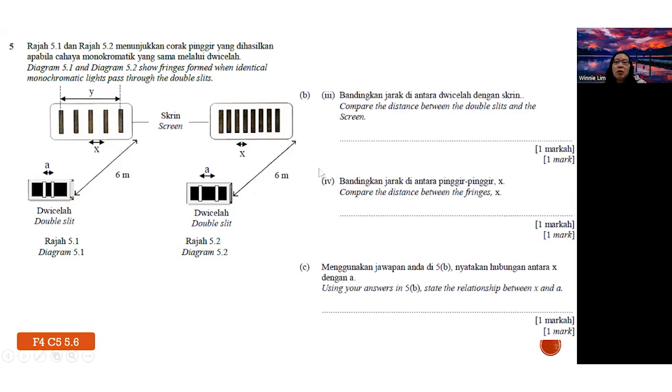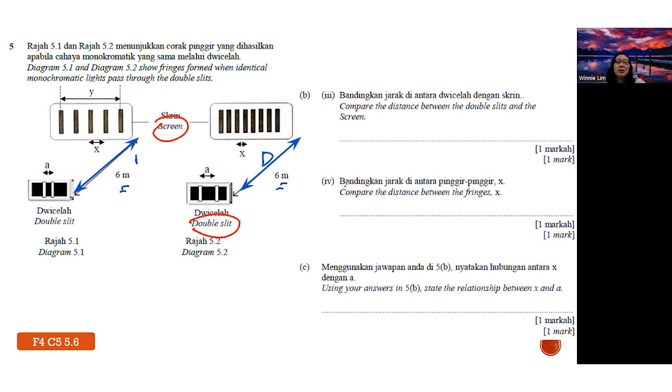Now part B, questions 3 and 4. Compare the distance between the double slit and the screen. What is meant by the distance between the double slit and screen? They already labeled this for you: double slit to screen. It refers to this part. In short, we call it D, capital D, in the symbol for interference. Again, 6 meters, is it the same or not? Same. So you can just say same.